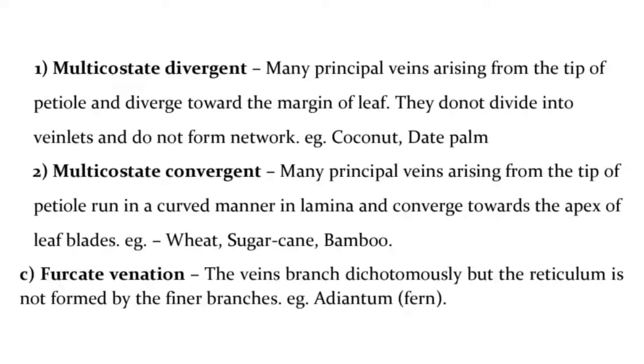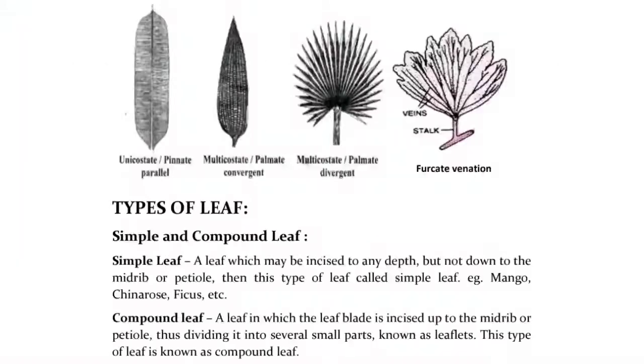1. Multicostate divergent. Many principal veins arise from the tip of the petiole and diverge toward the margin of the leaf. They do not divide into veinlets and do not form a network, e.g. coconut, date palm. 2. Multicostate convergent. Many principal veins arising from the tip of the petiole run in a curved manner in the lamina and converge towards the apex of the leaf blade, e.g. wheat, sugarcane, bamboo. C. Furcate venation. The veins branch dichotomously but a reticulum is not formed by the finer branches, e.g. Adiantum, fern.